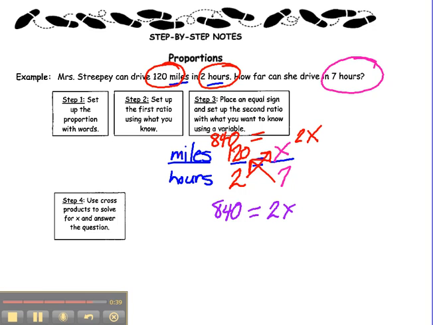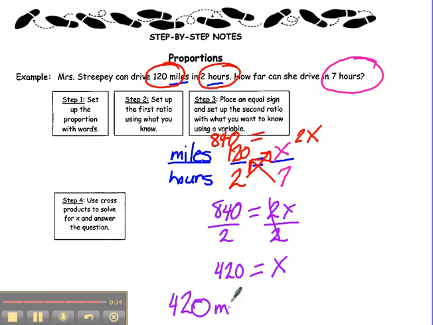X is your variable. It's being multiplied by 2. The opposite operation is to divide by 2. What you do to one side, you want to do to the other. The 2's cancel. X is isolated, comes down by itself. X equals, and 840 divided by 2 is 420. Now this is a word problem, so you must answer in words. I can drive 420 miles in 7 hours.